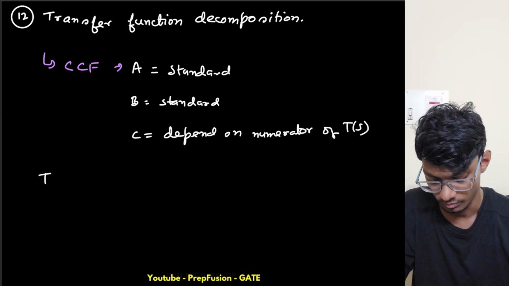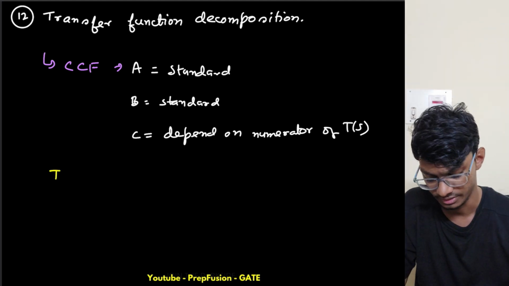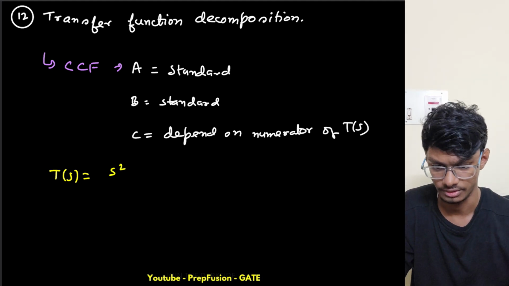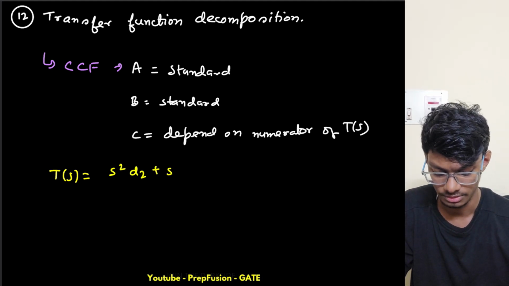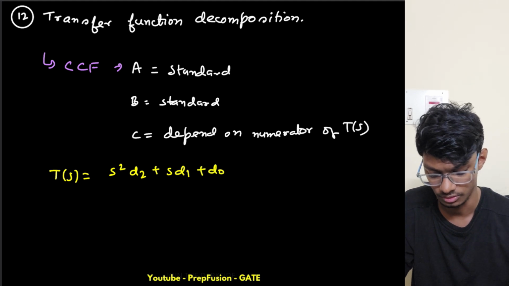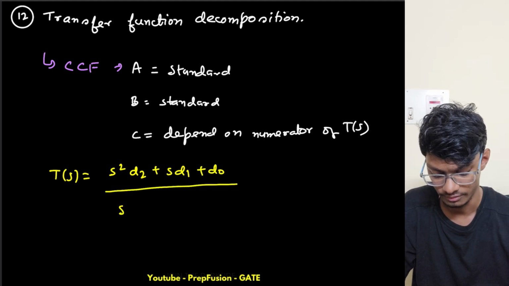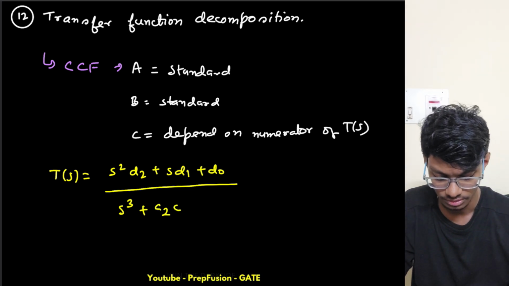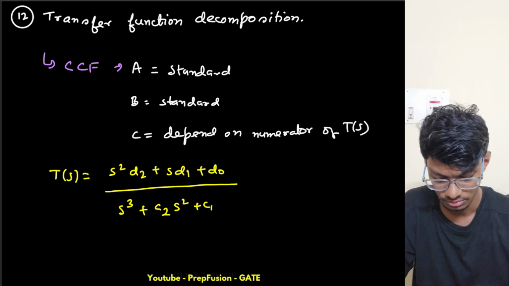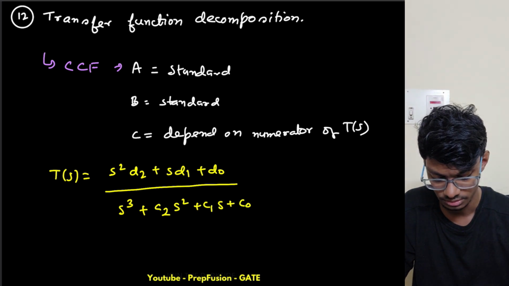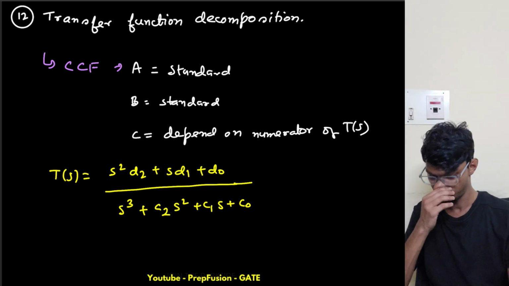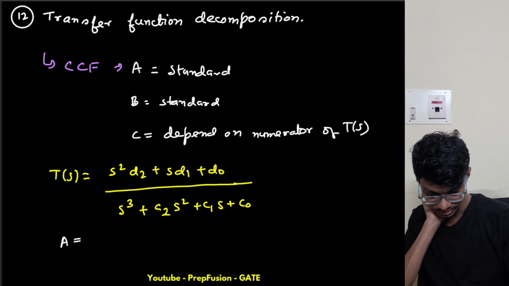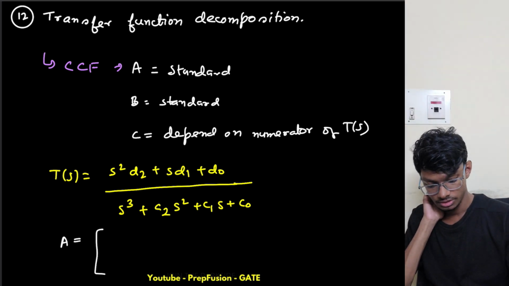So how to solve them directly? CCF, right? Let's say my transfer function is this one: s square d2 plus s d1 plus d naught in the numerator, and in the denominator I have s cube plus c2 s square plus c1 s plus c naught, right? So this is my transfer function basically. Now what is my A matrix basically?